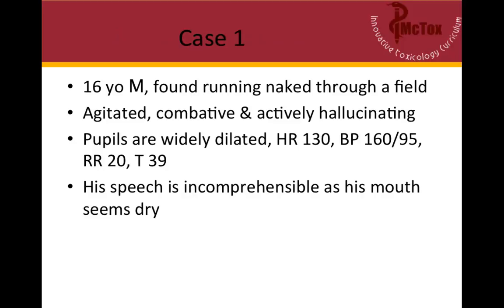Let's move on to a case. This is a 16-year-old male who was found running naked through a field. He was found to be agitated, combative, and actively hallucinating. His pupils were widely dilated with a heart rate of 130 beats per minute, blood pressure 160/95, respiratory rate of 20, and temperature of 39. His speech was difficult to understand as his mouth seemed very dry. What toxidrome is this? And think about the types of exposures that could produce this clinical presentation.